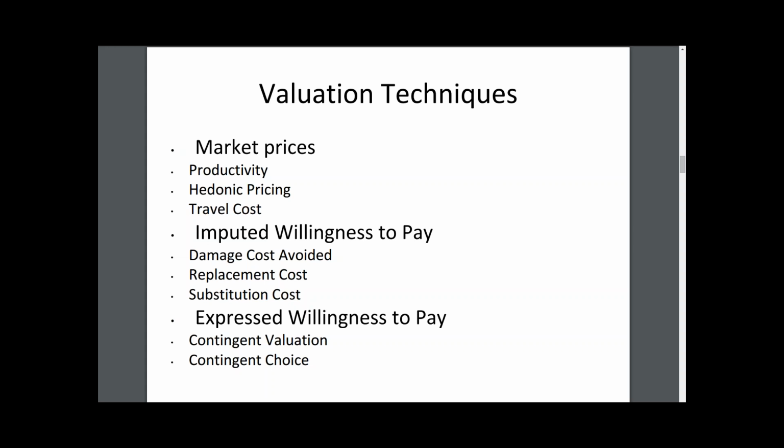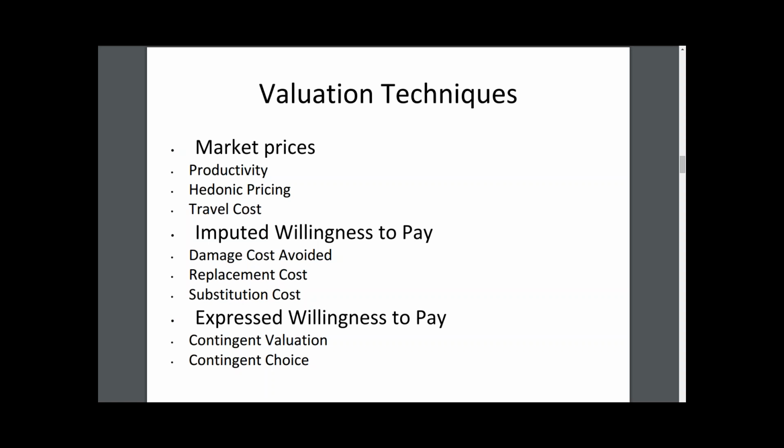Then we have a little bit trickier, which is imputed willingness to pay. This is not a market transaction, but we can compare it to real market transactions. So we can get a sense of what it would cost because we can look at other things that actually do have a market value. So there's damage costs avoided, and that's the amount that you would pay if something provides a service that provides protection. This is the amount that you would pay if that thing weren't there.